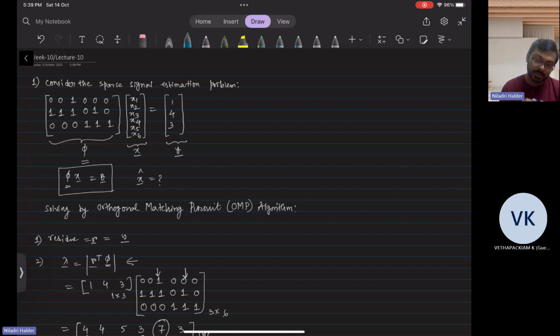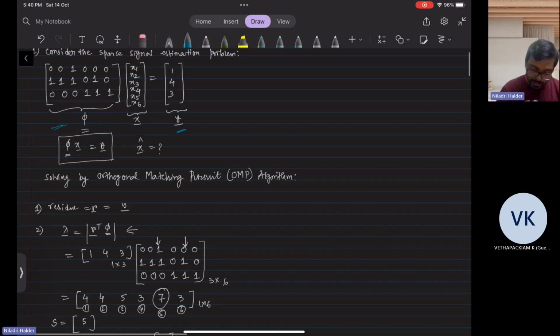So we need to find out x, but we know phi and y. y is 143, and phi is also known. This is a matrix: 0 0 1 0 0 0. So phi and y both are known, but we need to find out x.